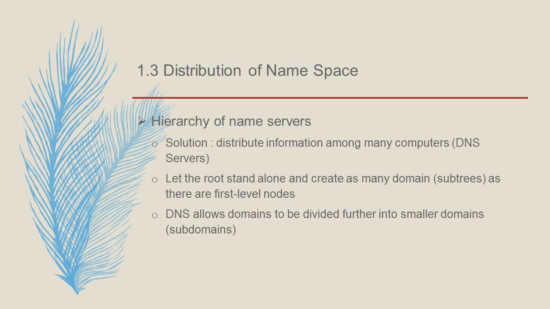Because a domain created in this way could be very large, DNS allows a domain to be divided further into smaller domains or subdomains. Each server can be responsible for either a large or a small domain. In other words, we have a hierarchy of servers in the same way that we have a hierarchy of names, as in the diagram below.